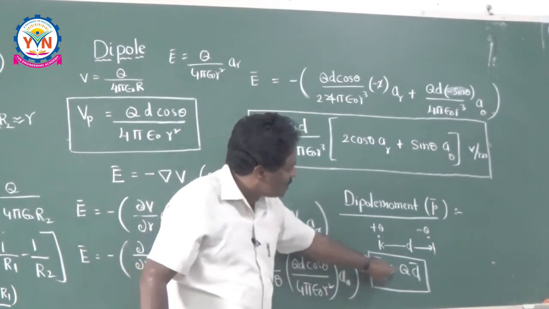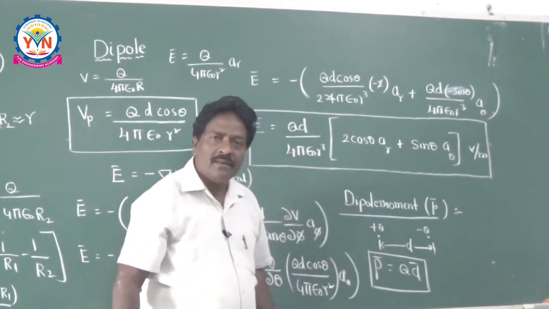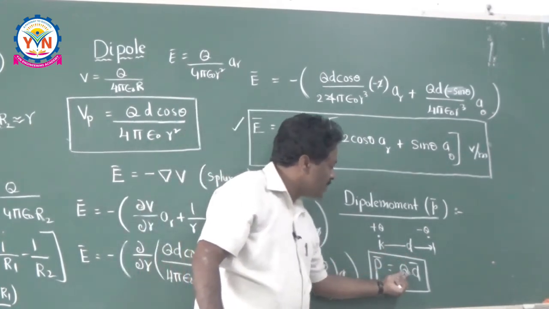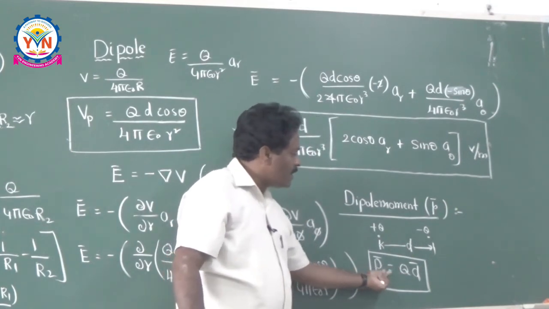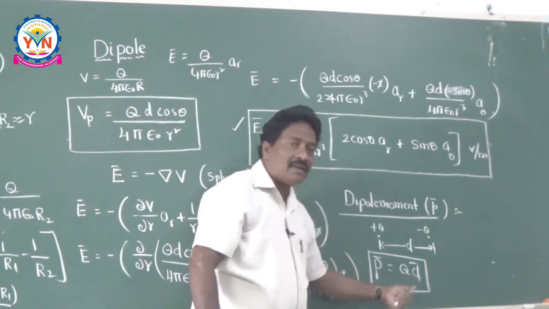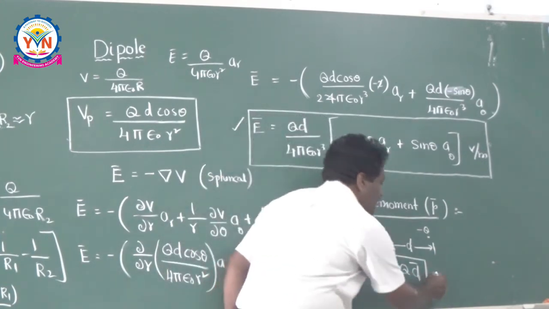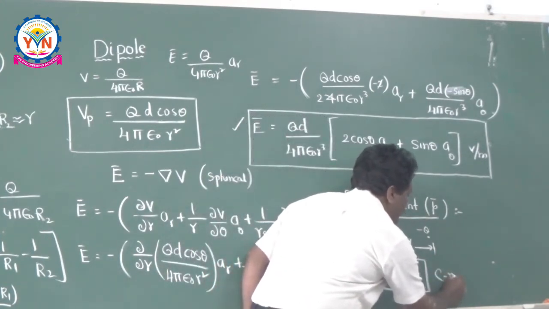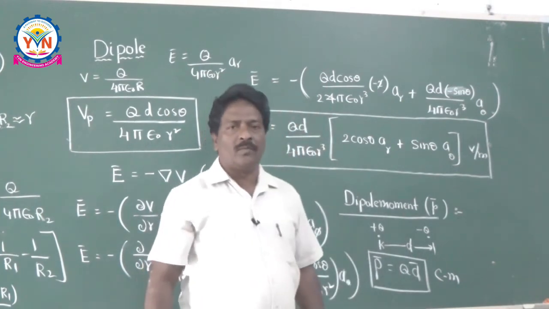Once you know the definition of the dipole moment, what is its unit? The unit is very simple. P bar is equal to Q into d bar. Q is in coulombs, d is in meters. That's why this is coulomb meters. It is the unit of dipole moment.